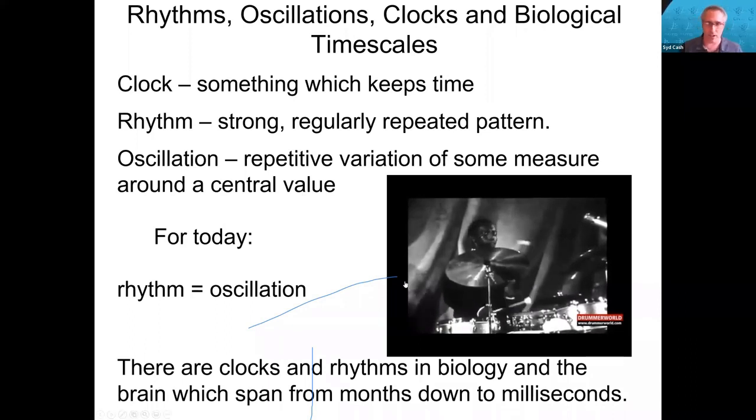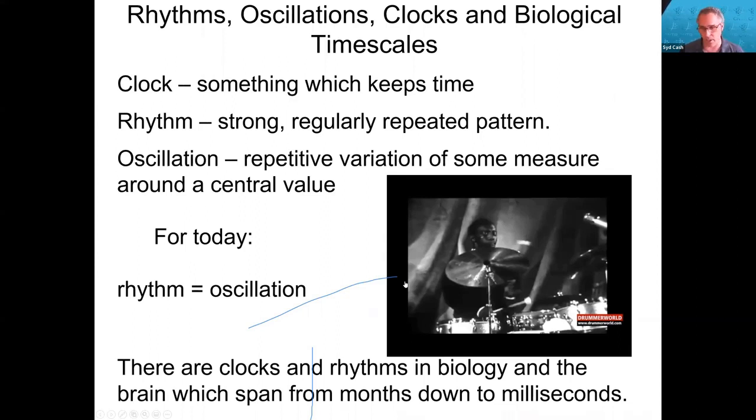So the kind of clocks, the kind of rhythms that we look at in biology, span a huge range as well. There are rhythms that take place over the course of months, and then there are rhythms and oscillations that take place over the course of milliseconds. Because it's brain activity, we're generally focusing on activity that's occurring on the order of milliseconds and seconds. And that's where we're going to be focusing our attention today.